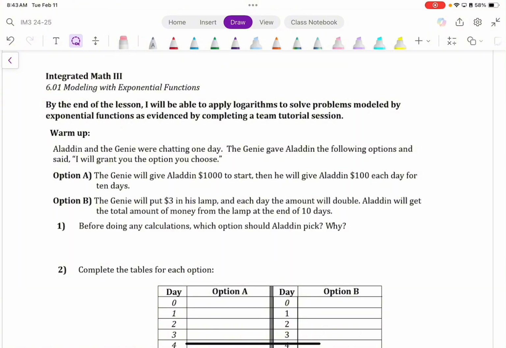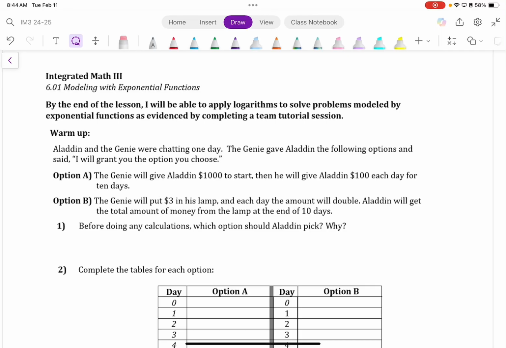The goal is to apply logarithms, which we learned last unit, to be able to solve exponential functions like the ones that we will look at today. And all of the problems that we see today are going to be word problems, some sort of real application. Okay. Now, before we dive into the lesson, we want to look at this warm-up.